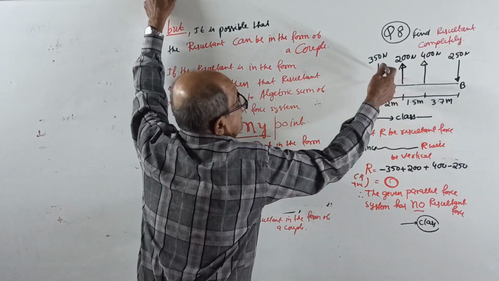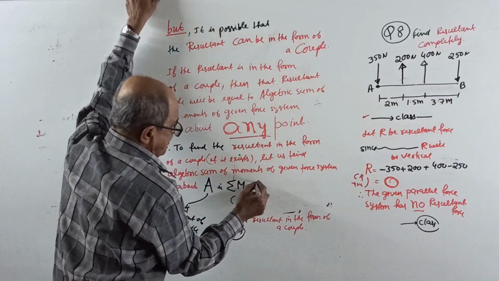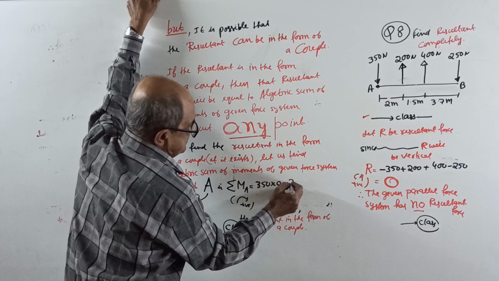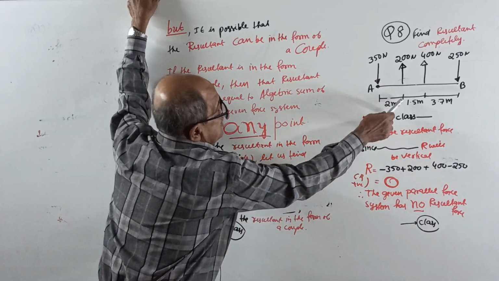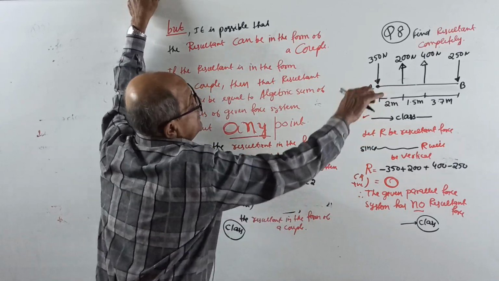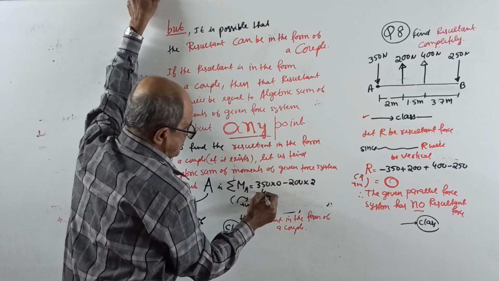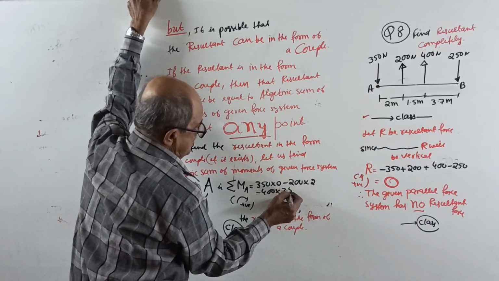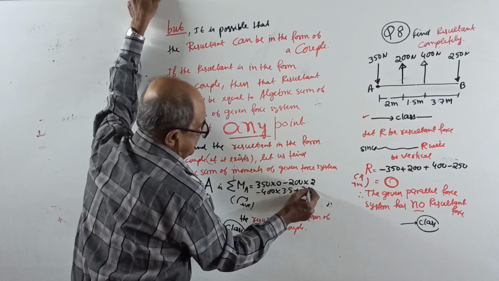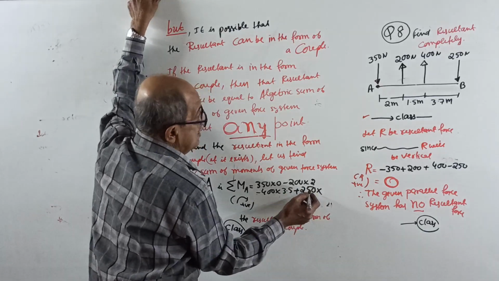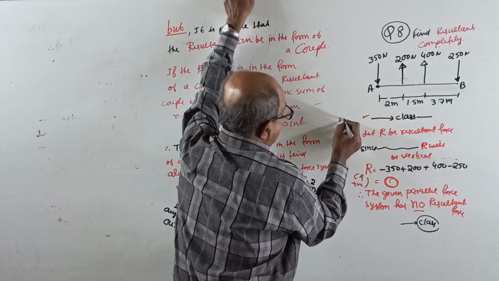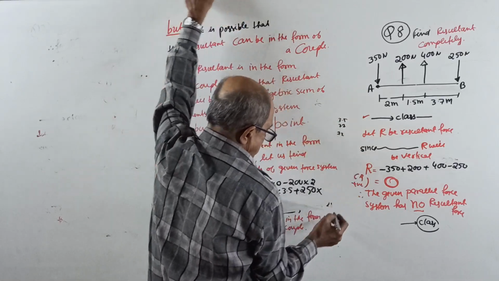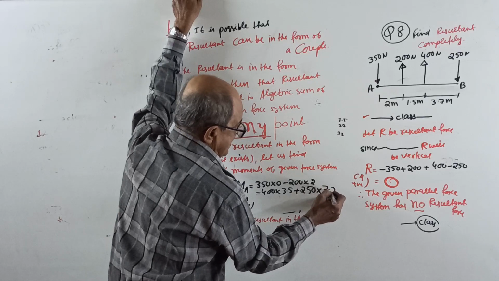Moment about A: 350 into 0, okay, write it if you want. 350 into 0, waste of time. Minus 200 into 2, anti-clockwise, minus 400 into 2 plus 1.5, 3.5, plus 250 into 2 plus 1.5, 3.5, plus 3.7, 7.2. 7.2, I think. See, weak in mathematics.